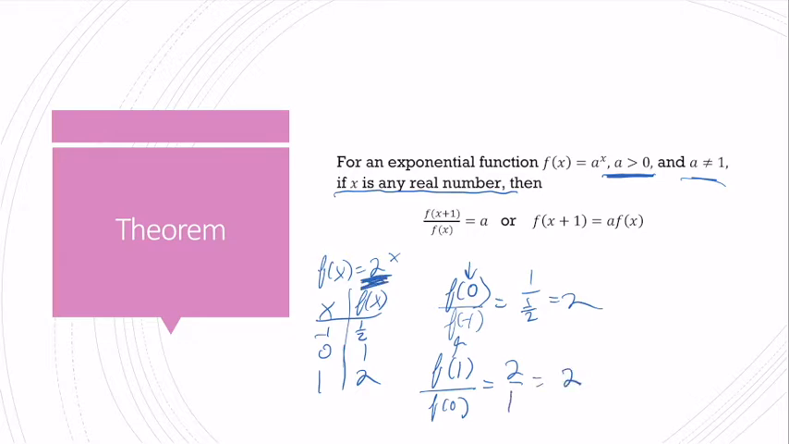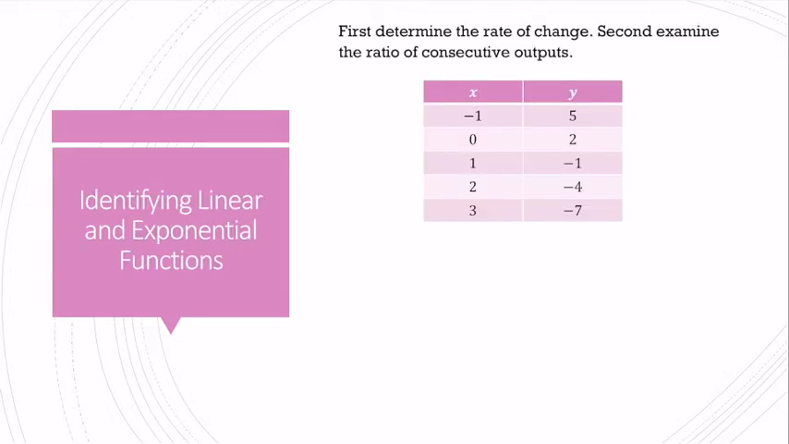So if I take this ratio, I can determine whether or not something is an exponential function. So let's work through a couple examples. The first thing we're going to want to do is determine the rate of change. If that rate of change is constant, I have a linear equation, and I can find the linear equation. If that rate of change is not constant, I can examine the ratio of the outputs and determine if something is an exponential function. So let's find my rate of change, which is my change in y over my change in x.